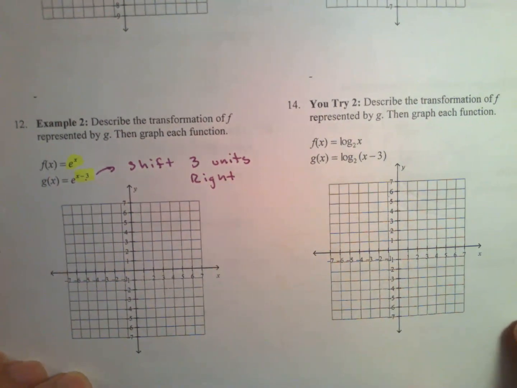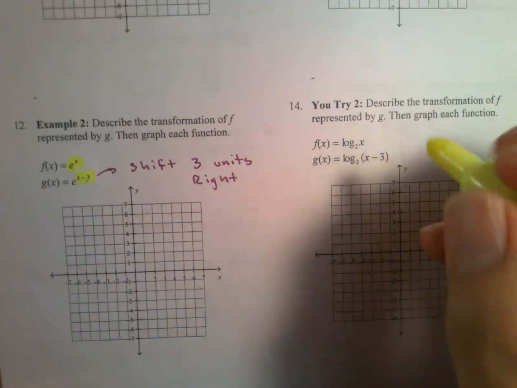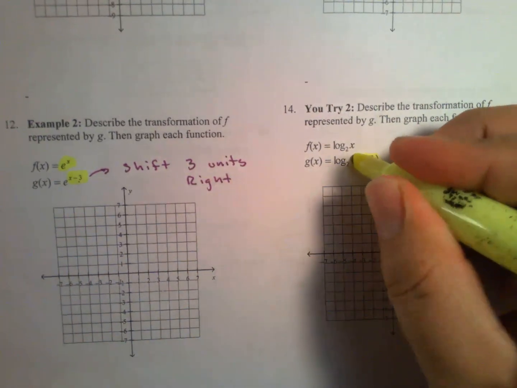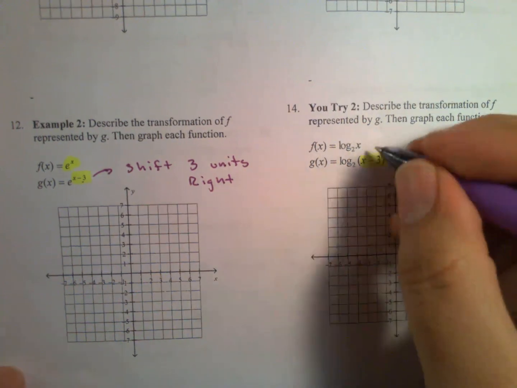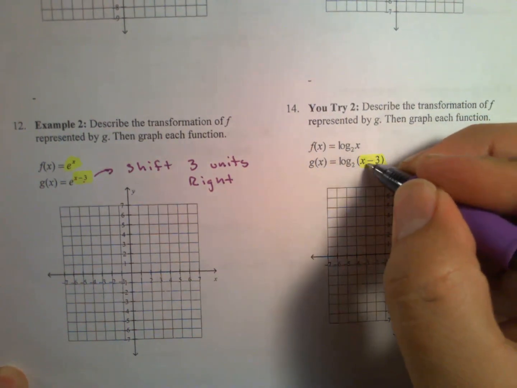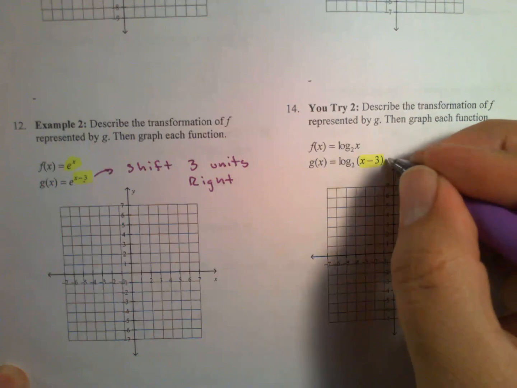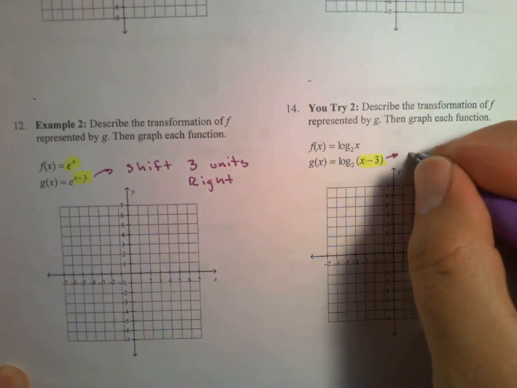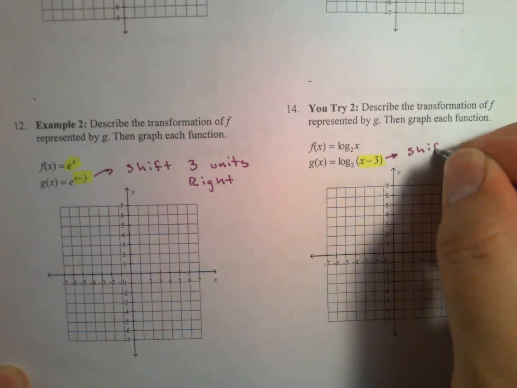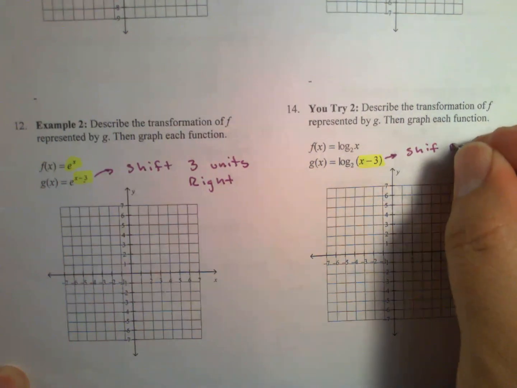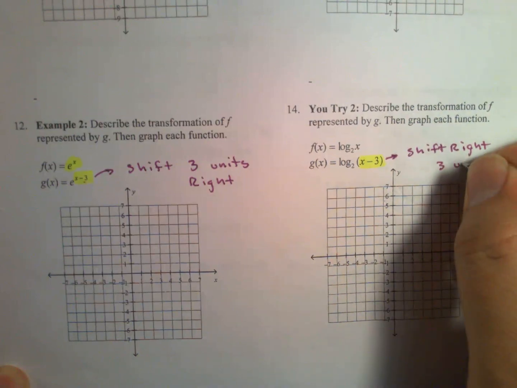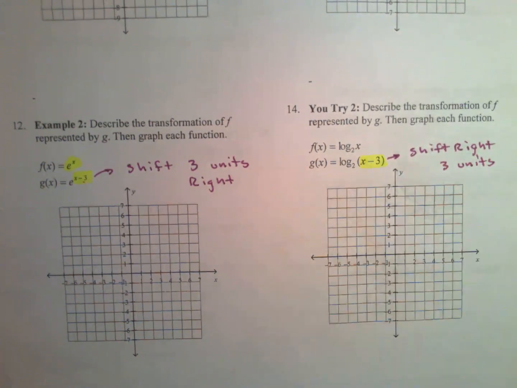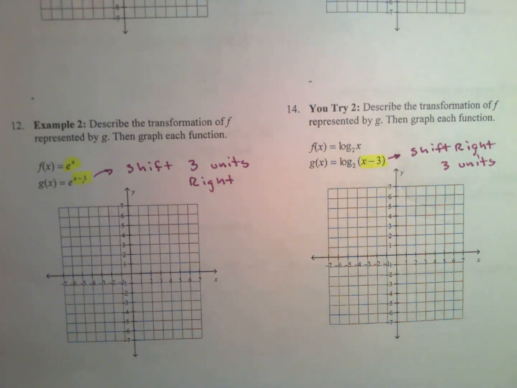And then there's this one where they throw in a log for us. If you're working with a log, be very careful and see if it's in a parentheses or not. This is definitely in a parentheses, which means how is this one changing this one? That means this one right here, all that's going to happen is we're going to shift to the right 3 units because the 3's on the inside and we're going to be thinking opposites with them.